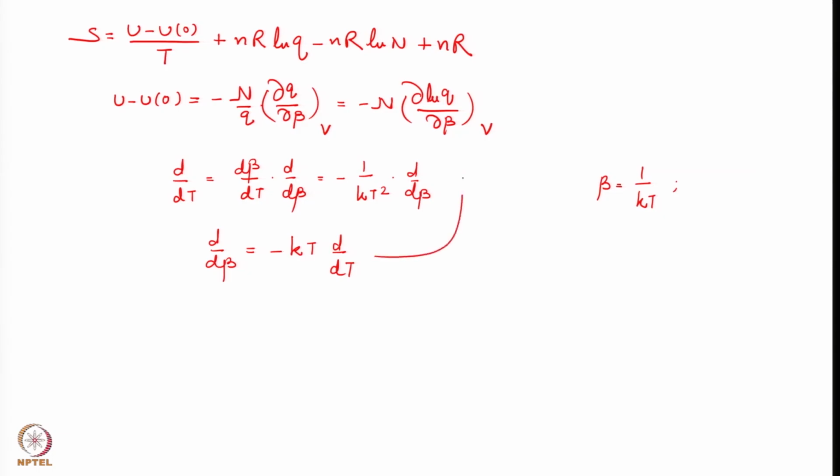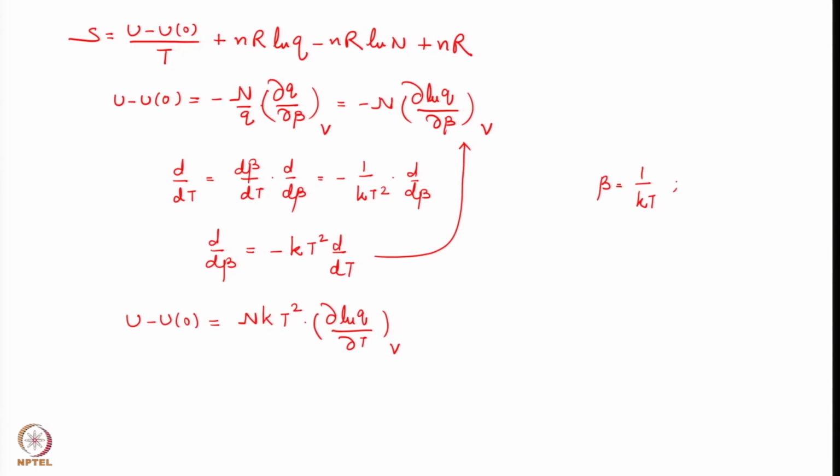I will now use this information over here. That means now I have U minus U0 is equal to minus sign, and the minus sign will go away. So, I will have plus N k T square into del log q by del T at constant volume. What I have done is simply change the differentiation from d by d beta to d by dT.